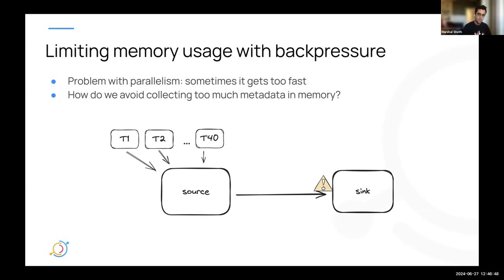We use Python generators to actually pause the source, freeze the stack, freeze all the variables, stop execution until the sink is ready to accept more metadata, and then we'll resume the source.